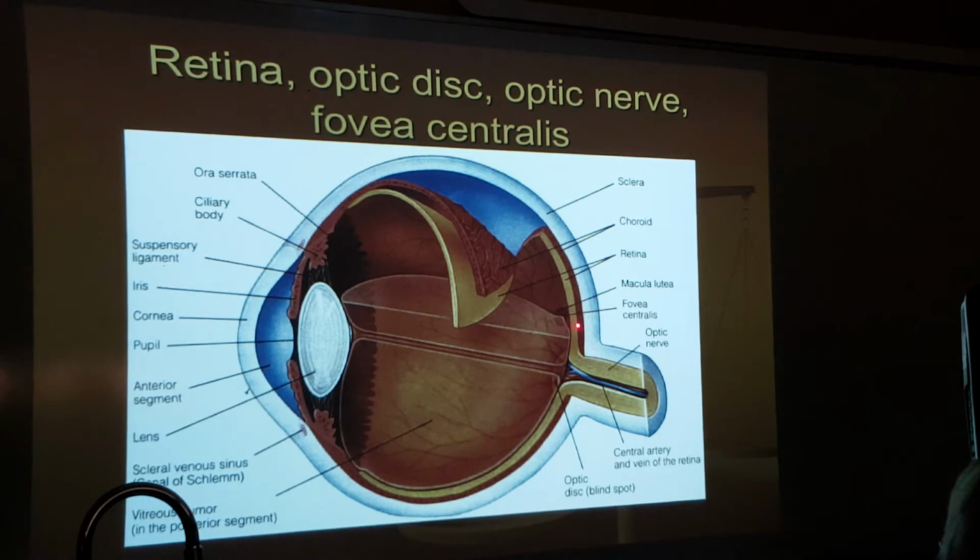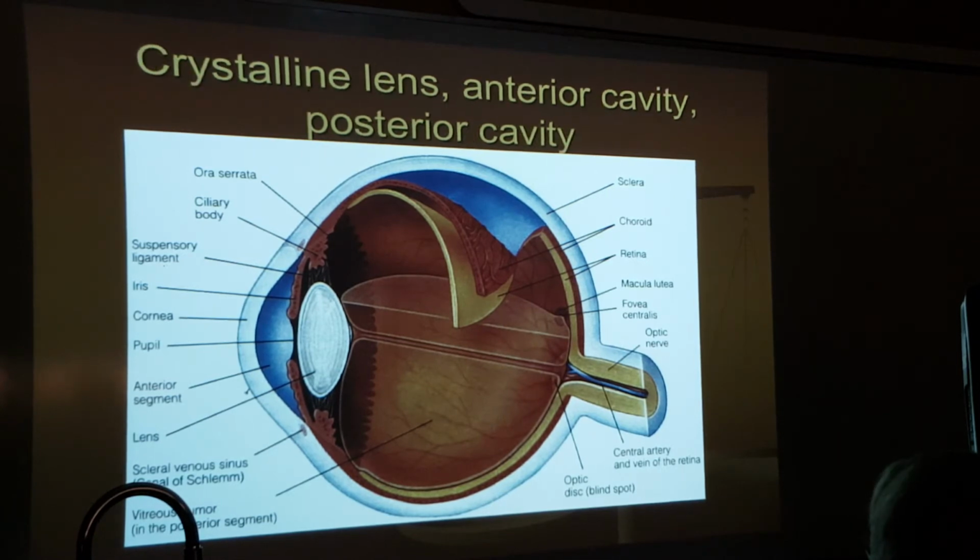And what type of photoreceptor is primarily found in the fovea centralis? Cones, yeah. The region around the fovea centralis is called the macula lutea, and you've heard of macular degeneration. I don't think that's a lab word. Wonder if our model shows that.